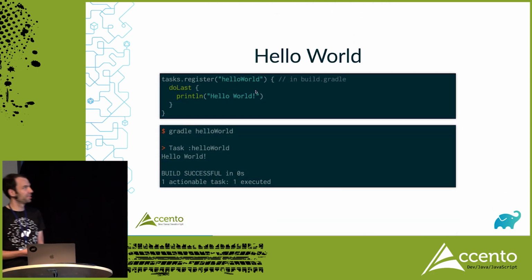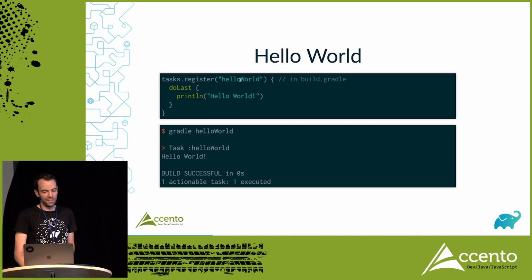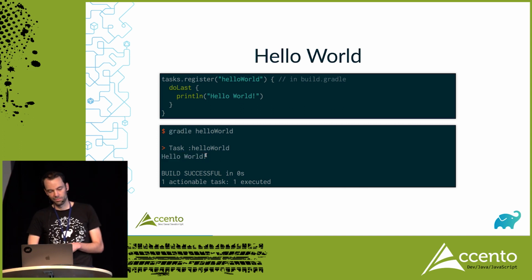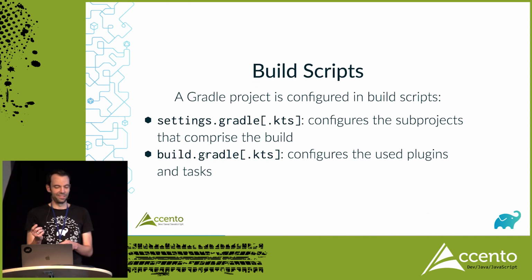So this would be a hello world example in Gradle. Of course, you wouldn't really do that in your build. So just a quick thing to do is I can register a hello world task. This is what the build script here does. And then I can register an action that would be run last when the task actually is executed. In this case, it just prints hello world. If you run that, you can see that below here. You run the task hello world, you tell Gradle to run it, and then the output will be shown here. So this is hello world in Gradle. We will see more useful tasks later.